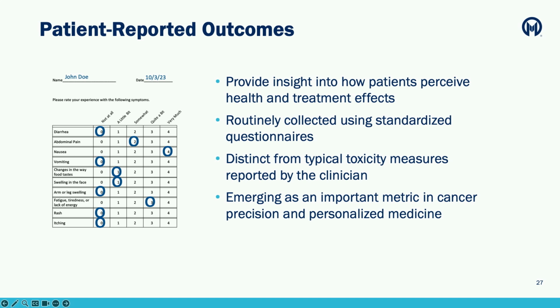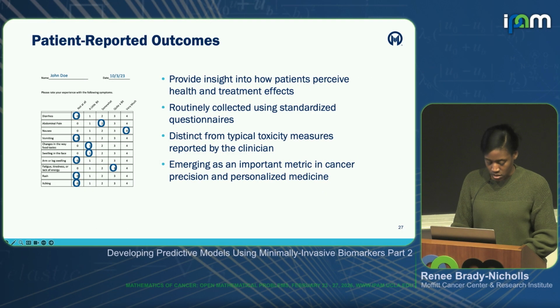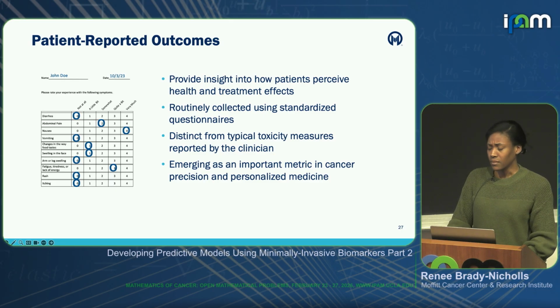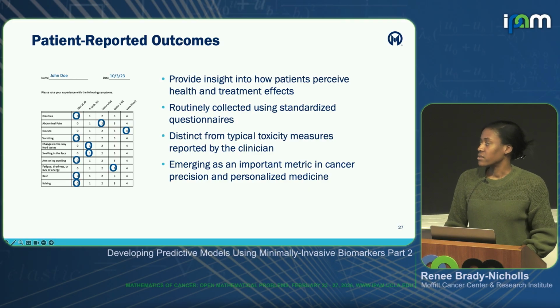And this information provides insight into how the patients perceive their health and their treatment effects. And as I said, these are routinely collected at Moffitt, not only in our radiation oncology department, but in other departments. But that is the one that we do it as regularly as possible. These are distinct from typical toxicity measures reported by the clinician because it's coming directly from the patient. And this is an emerging field. It's emerging as an important metric in cancer precision and personalized medicine.